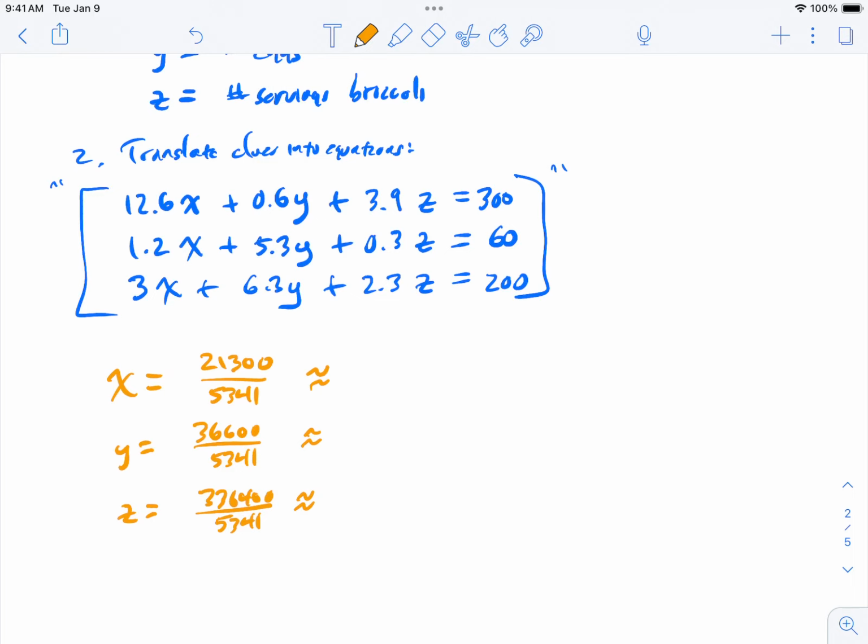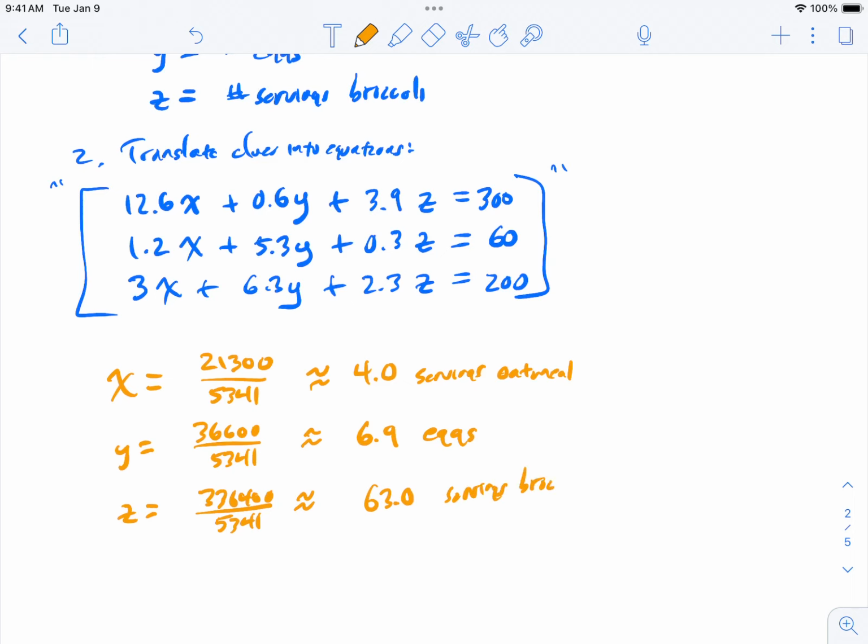So X comes out to just about, if you round to one decimal place, 4.1 servings. And remember, X was the oatmeal. You should have oatmeal 4 times a day. Eggs came out to about 6.9. So what do you say? 7 eggs a day? So 4 servings of oatmeal, 7 eggs, and this comes out to 63 servings of broccoli.